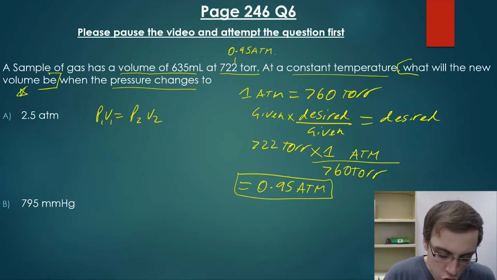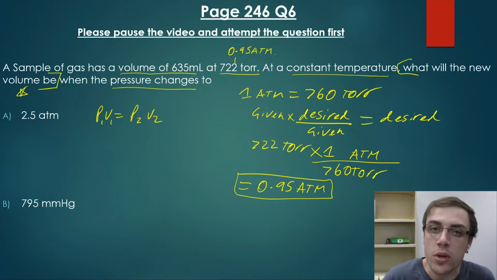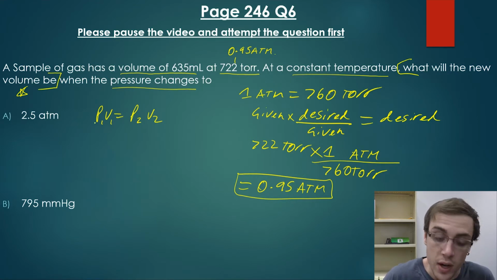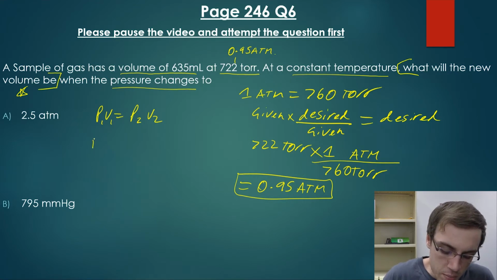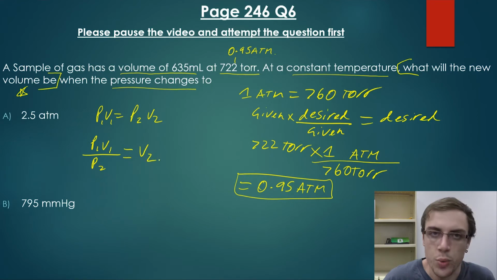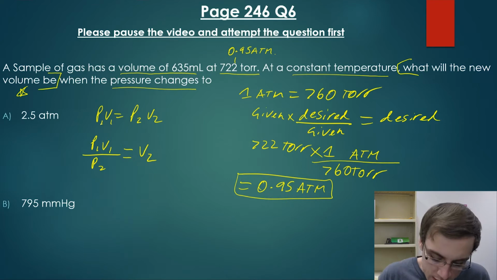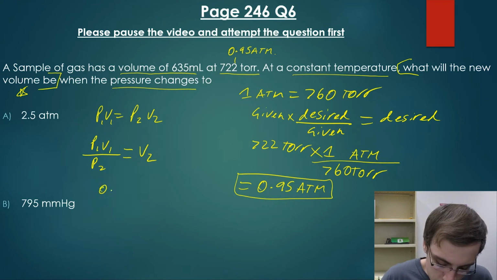We want to know what the new volume will be, so I'm going to rearrange this so that volume is by itself. We move the P over. Remembering this is a times, so that's going to turn into a divide. So we're going to have P1 V1 over P2 is equal to V2. That means our initial pressure is 0.95 atmospheres.